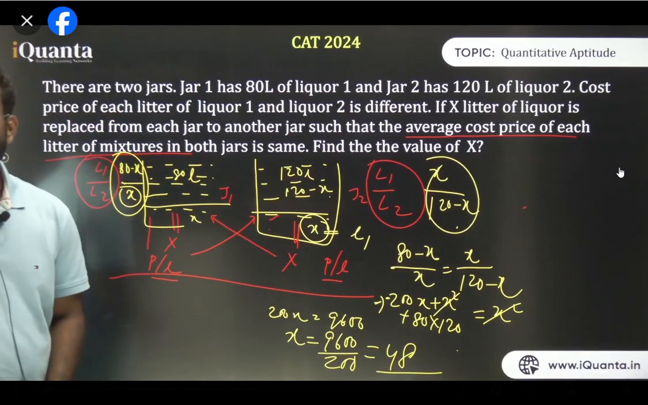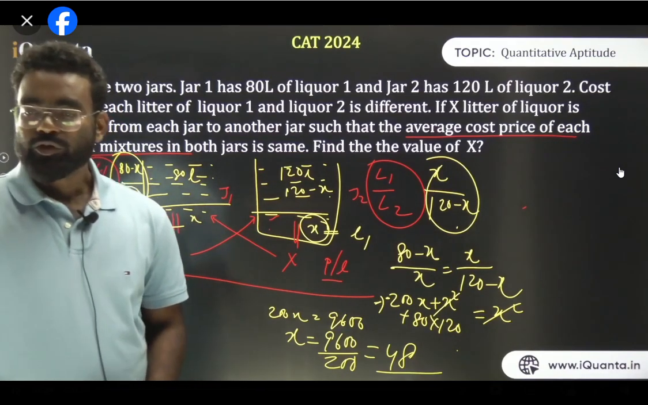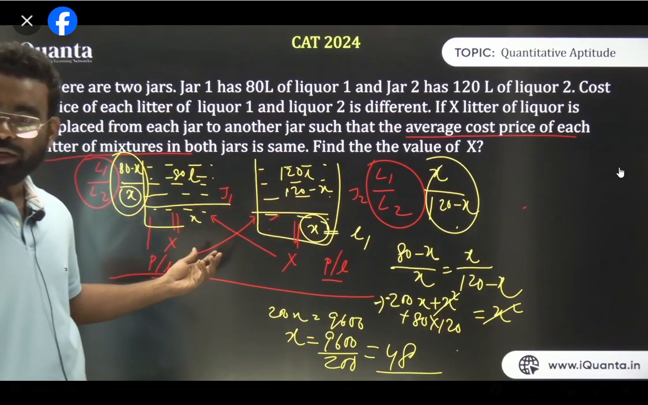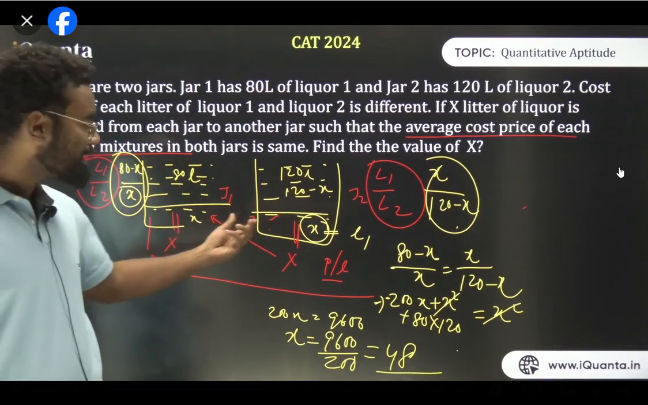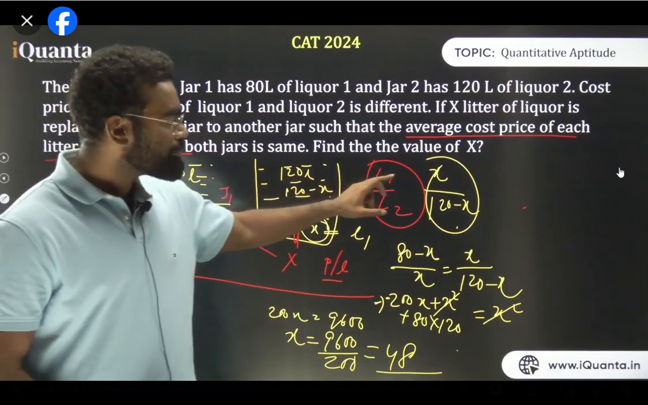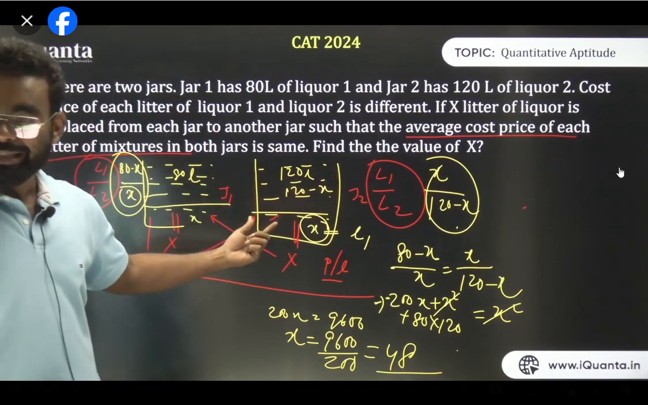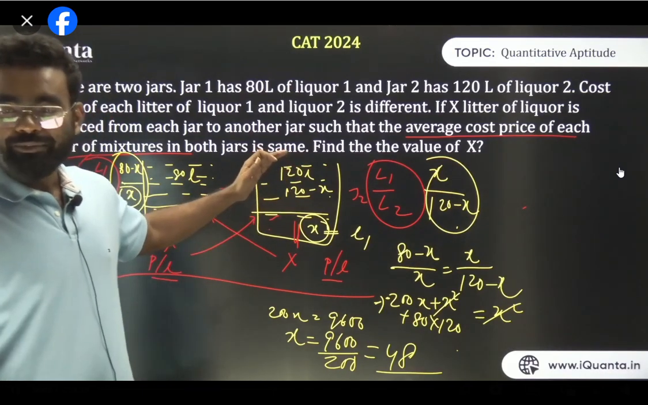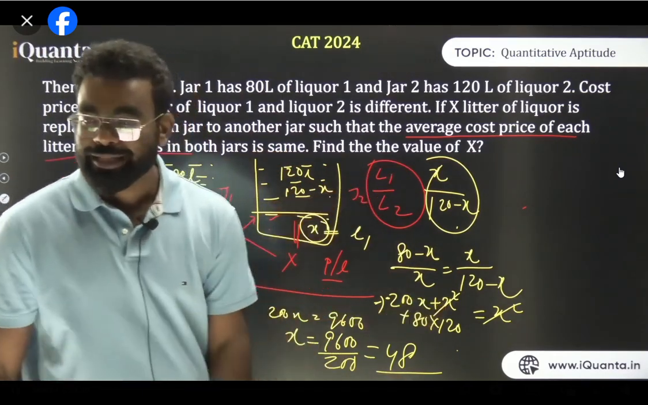How x upon 120 minus x? So I'm explaining it again. Think about jar 2. In jar 2, what is the amount of liquor 1? In jar 2, the amount of liquor 1 is x, right? Because I have taken x amount of liquor 1 from jar 1 to jar 2. So the amount of liquor 1 is x. If the amount of liquor 1 is x, then what is the remaining? 120 minus x. So if the remaining is 120 minus x, what is the ratio? x upon 120 minus x.